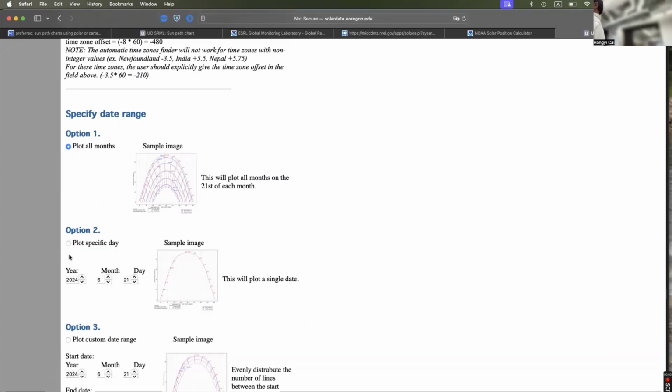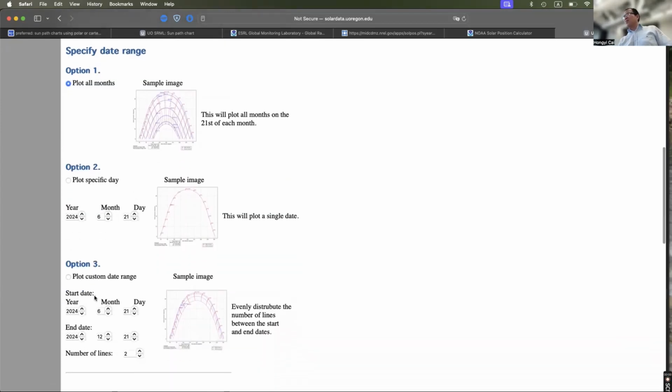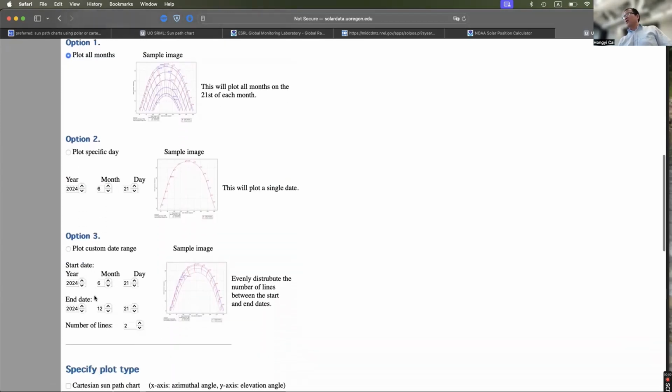If you plot for a single day, you just have one line. Okay, that's the difference. And then option 3 is plot custom data range. You can plot like the first half year or second half year, or from which day to which day you define. So this one is actually very useful. But right now, let's just do the typical plot for the whole month. Later on, when you do the actual design, you probably find that option 3 is very useful.